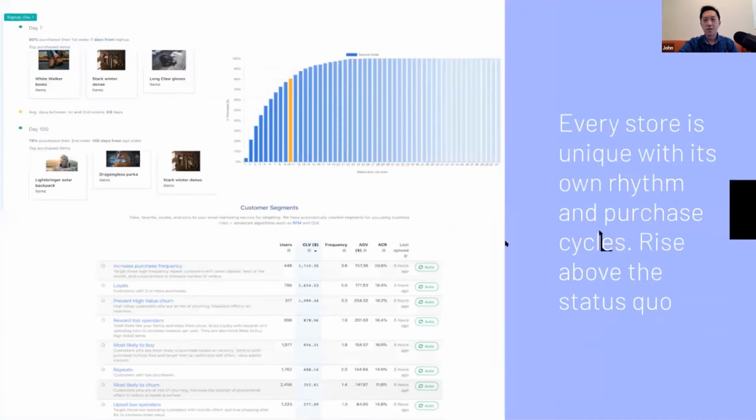The truth is every store has its own unique rhythm and customer purchase cycles. So how are you going to leverage the different customer buying behavior, products, and purchase cycle that is native to your store, and build those timings into your automation flows, so you can actually contextualize each of the campaigns and rise above the status quo? We're going to go into that a little bit today.